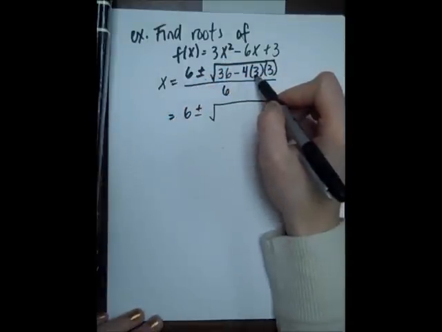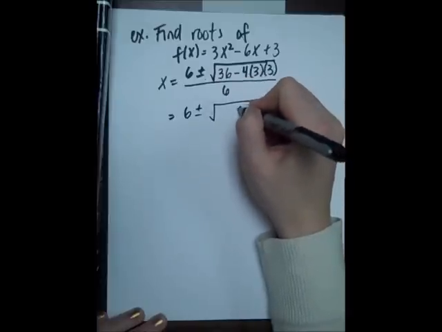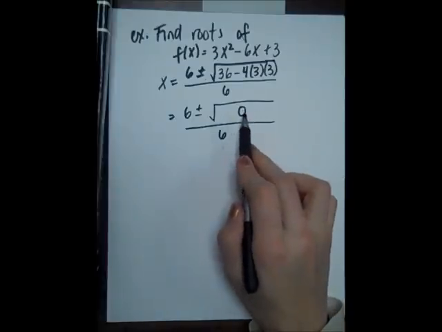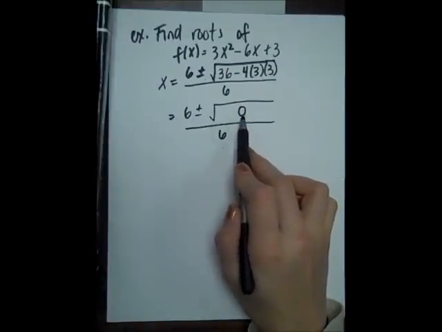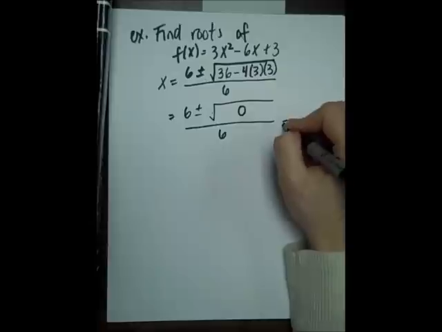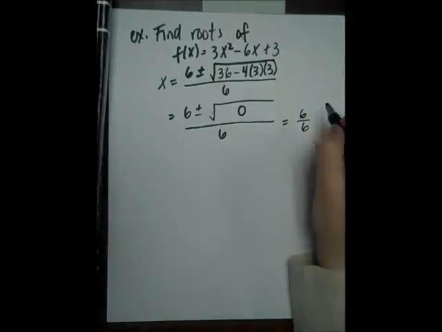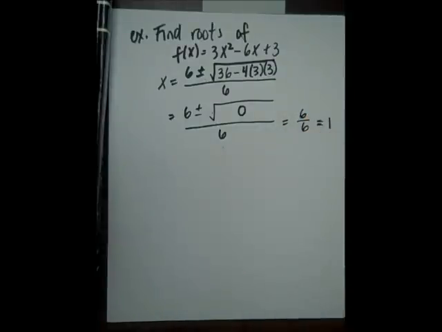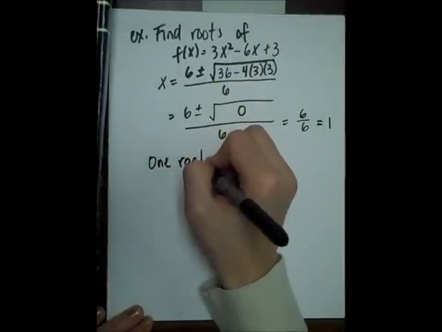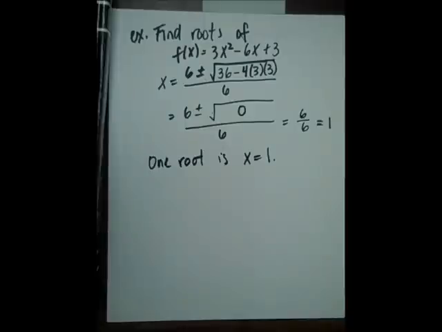So 4 times 3 is 12, 12 times 3 is 36, so I get the square root of 0. So it's important here that our discriminant is 0, because remember when the discriminant is 0, I'm going to have one root, because the square root of 0 is just 0. So this is really just 6 over 6, because adding or subtracting 0 doesn't do anything, so just 1. So I have one root, x equals 1, and that's the only root that I could find.